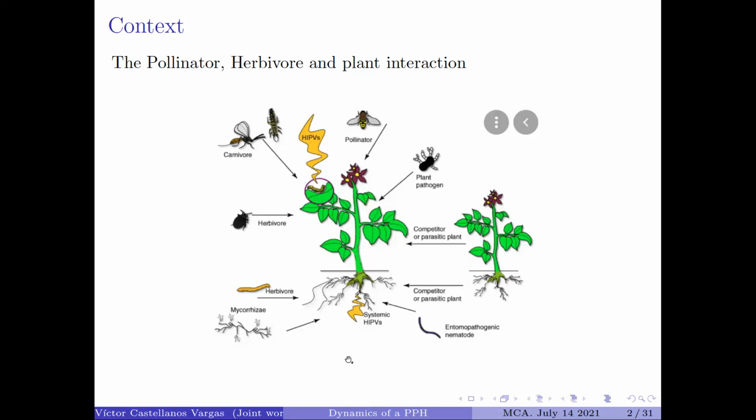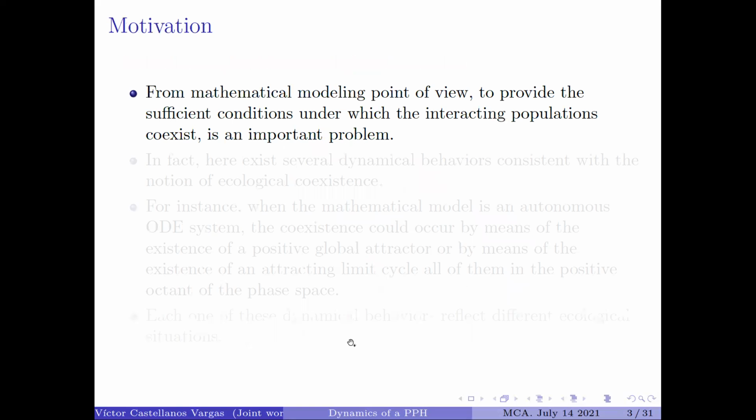To write a mathematical model that describes this scenario, it is necessary to establish certain premises, and let's go to do this. From the mathematical modeling point of view, to provide the sufficient conditions under which the interacting populations coexist is an important problem. Effectively, we would like to conserve the ecosystem, and then coexistence of populations is important.